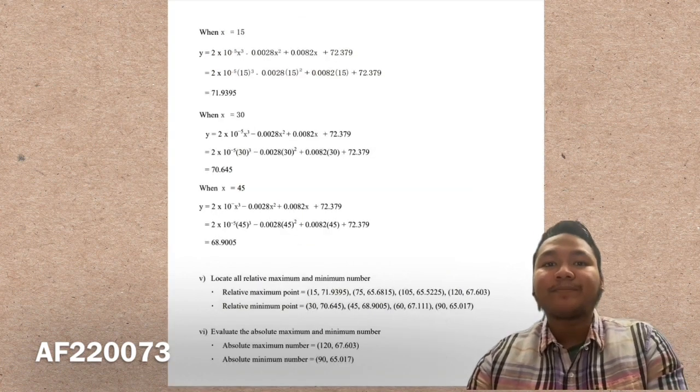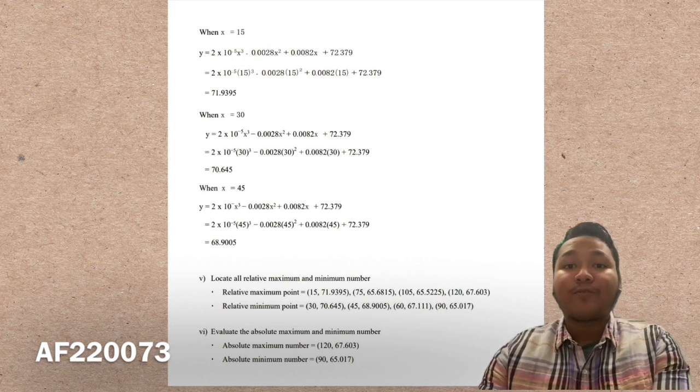For the fourth question, and for the fifth question, it says to locate all relative maximum and minimum numbers.